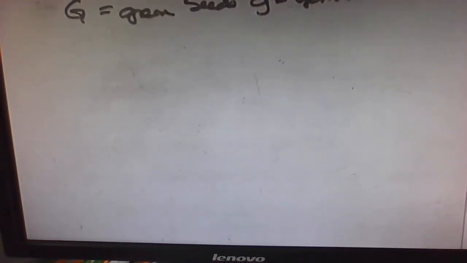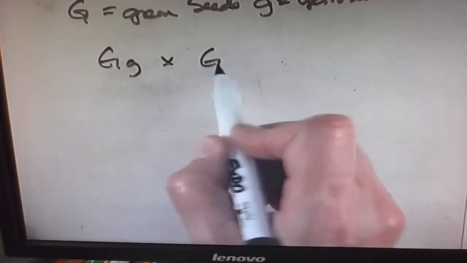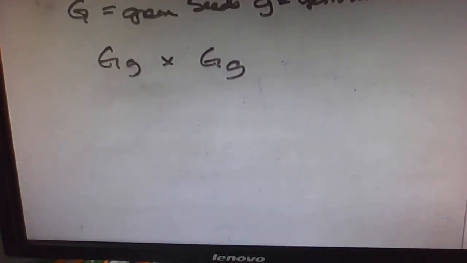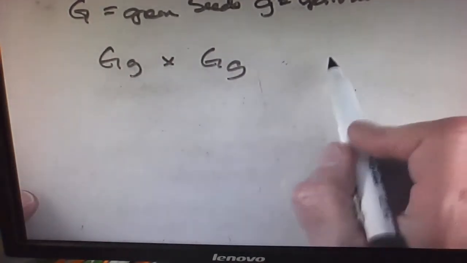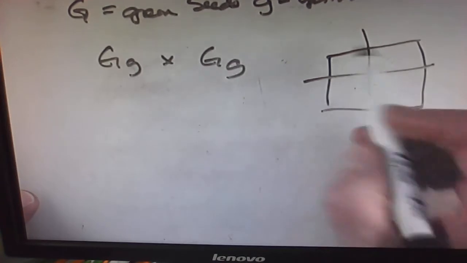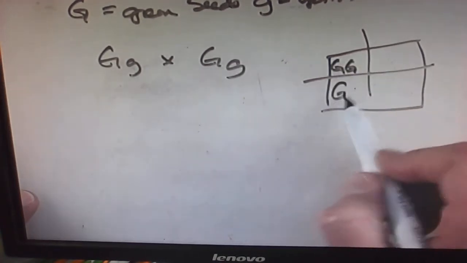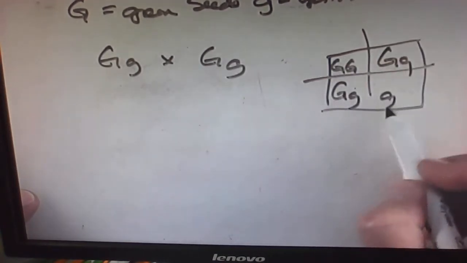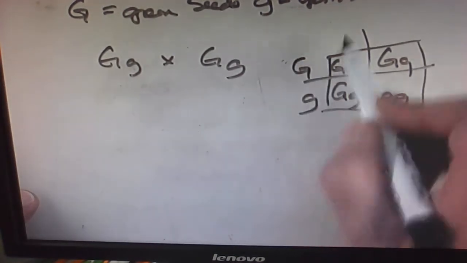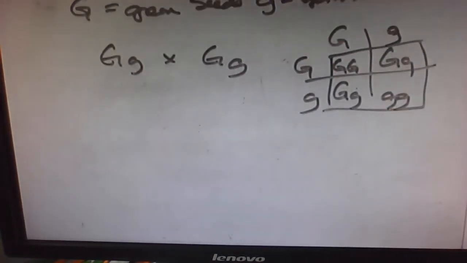All right, cross 2 heterozygous plants. What does heterozygous mean? Different. So now I'm going to cross 2 heterozygous plants. That's our Punnett square. I know I'm going to have a capital G, capital G, capital G, lowercase g, lowercase g, lowercase g. How'd your Punnett square turn out?